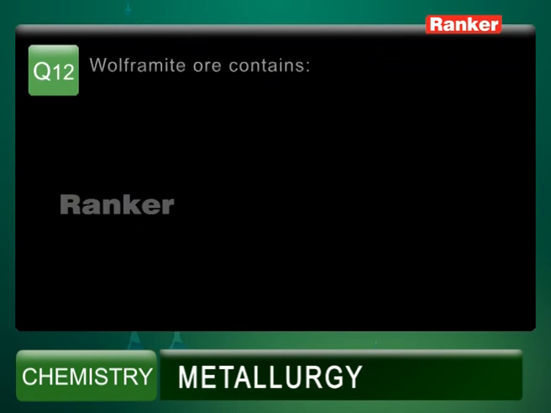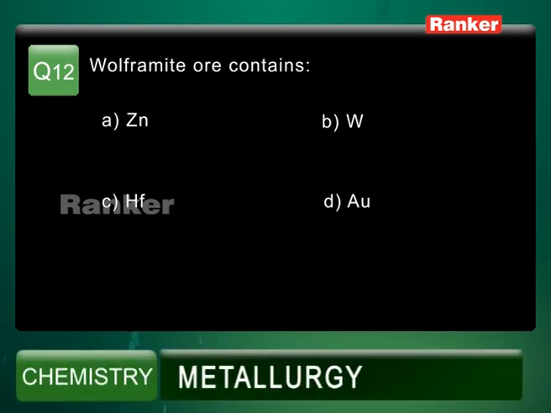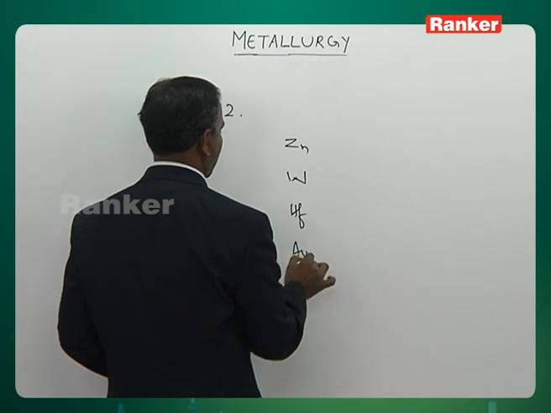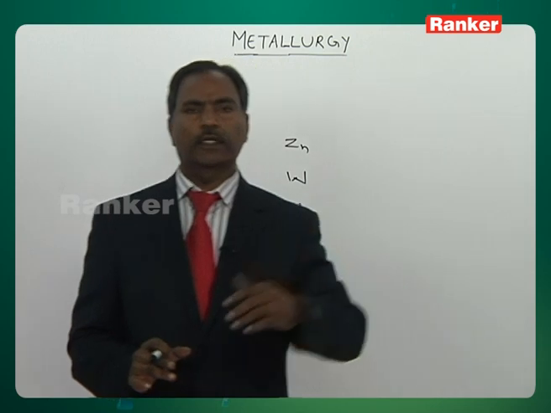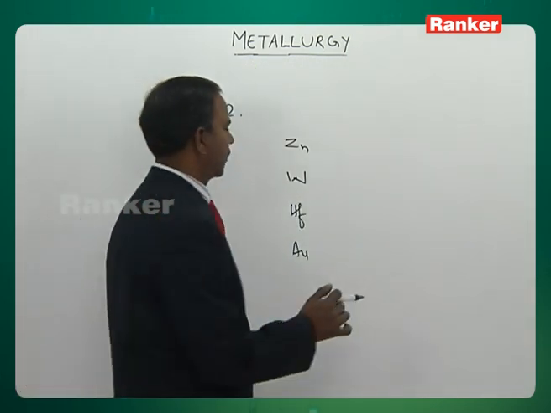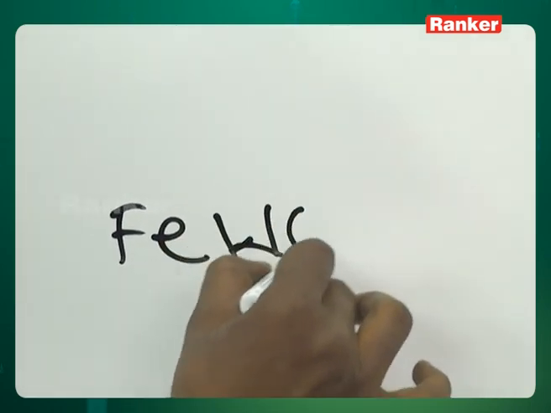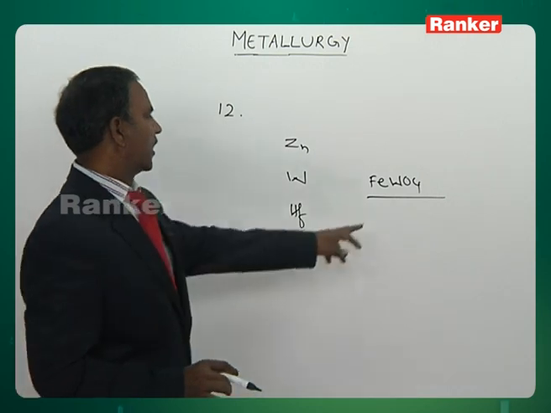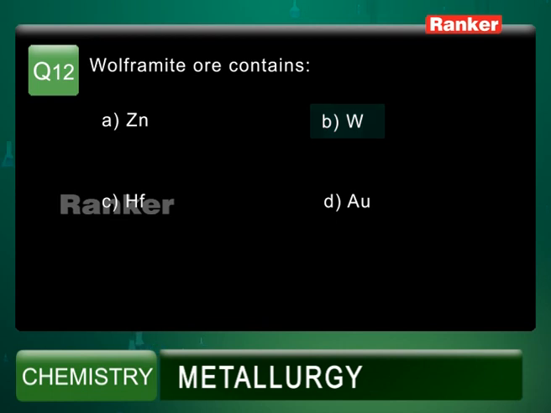Question number 12, wolframite ore contains zinc, tungsten, hafnium, or...? For this type of question, you should compulsorily remember almost all the ores. Wolframite is actually FeWO4. Wolframite is carrying tungsten. It is actually a tungsten ore. So, question number 12, answer is B.